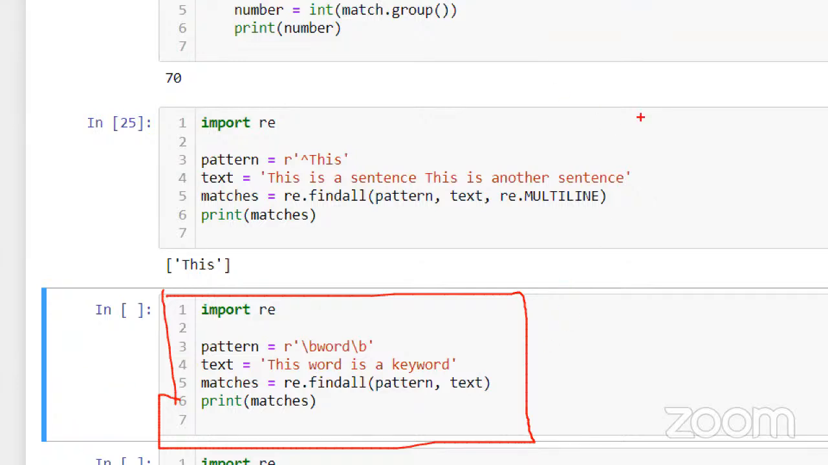There is a list of meta characters I told you in the last class. A lot of meta characters. We have \b, \d, \B, then \s. So we are using one of the meta characters, \b, in this example. What output will it give you?